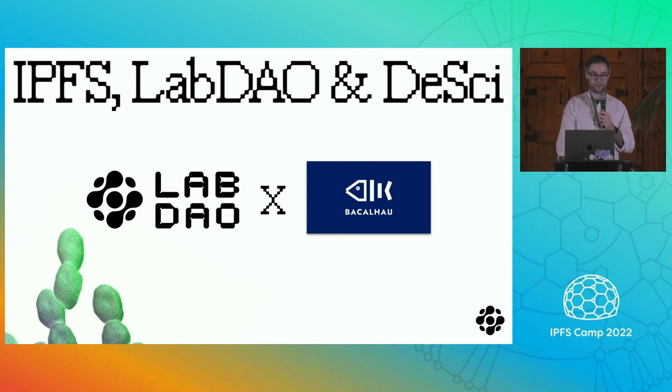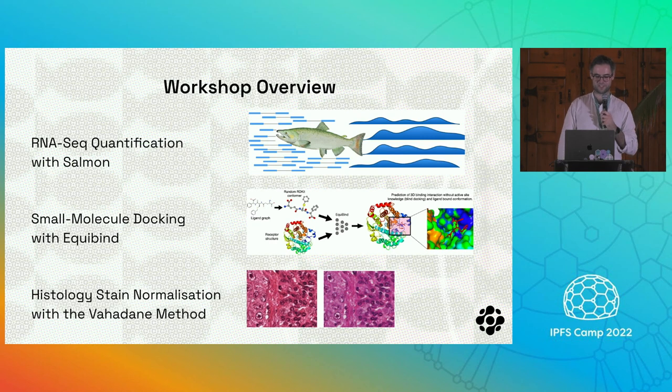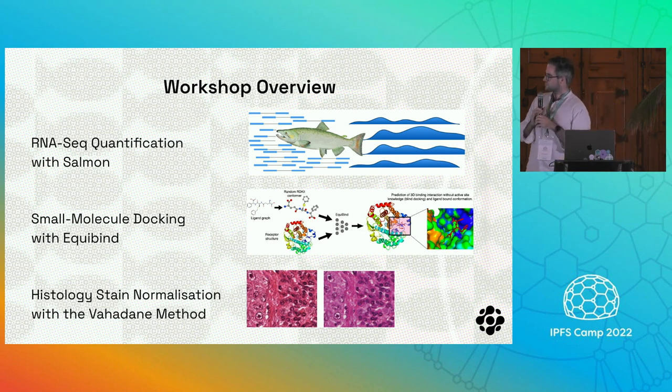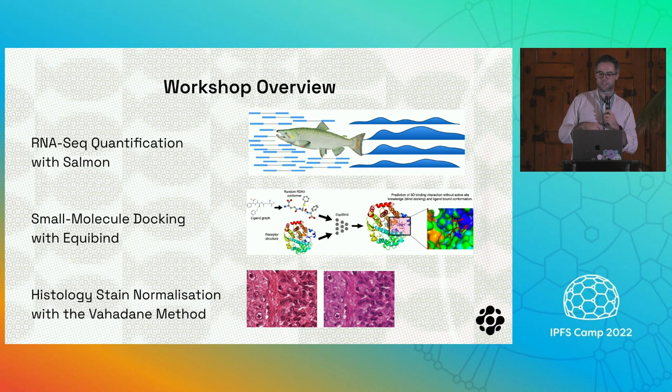And I'm going to actually stop here and maybe just give you a bit of an overview about what we're going to do right at the end of the workshop, which is running some applications with Bacalao. So if you stick around, you have the opportunity to run Salmon, which is an RNA-seq quantification tool. You can try to discover new drugs with Equibind, or you can help analyze some histology images for medical AI.